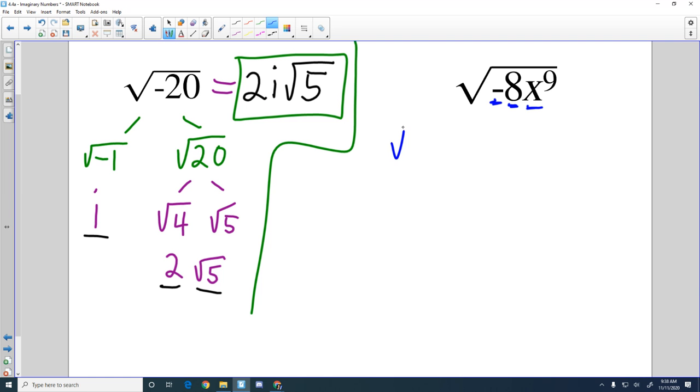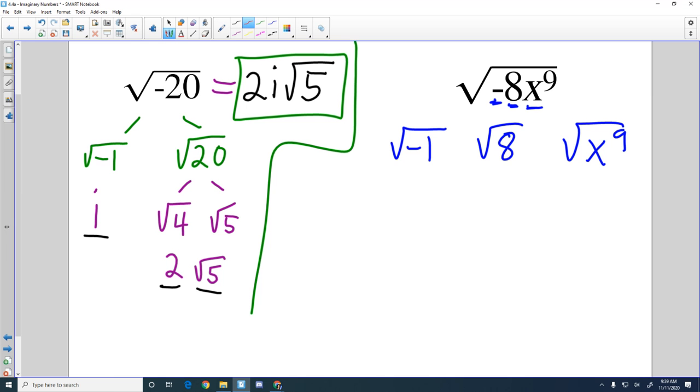So I'm going to break this down into the square root of negative 1, and we know that's just going to be an i. And you do enough of these, you're going to realize that, oh, if there's a square root of a negative, I'm just going to have an i in my final answer. But for now, I want to show you exactly what we're doing and how we're breaking it down. Then we have the square root of 8, and then we have the square root of x to the 9th. So just simplify each of these 3 parts separately.